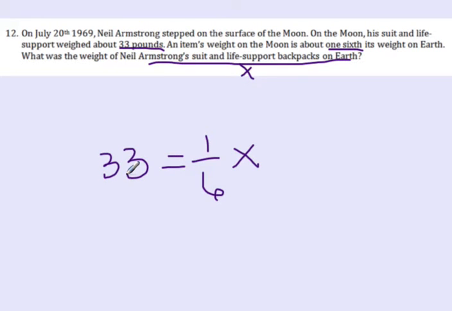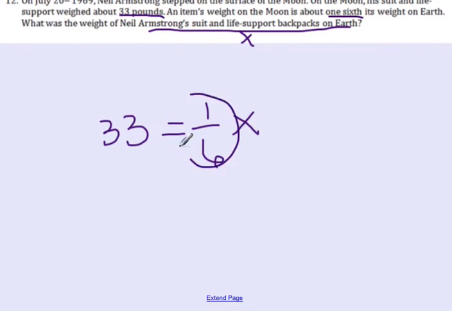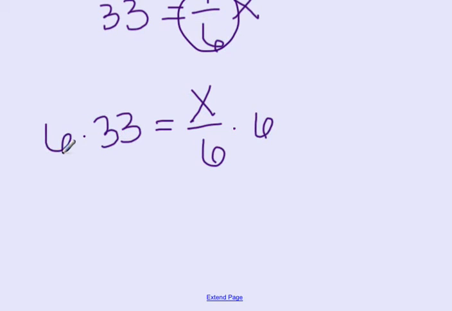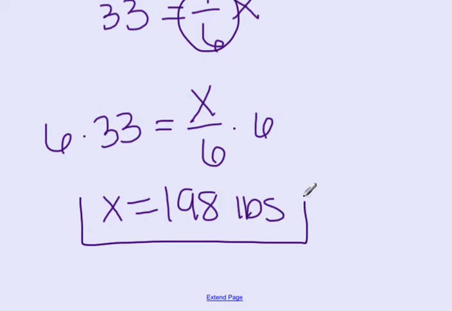Now I know a lot of students don't like dealing with fractions, right? So 1/6 is really the same as X divided by 6 is equal to 33. So now we need to go and solve this equation. In order to do that, I need to do the opposite. Since we're dividing by 6, I need to multiply by 6. So 6 times 33 is going to give me 198. And if we look at the original problem, our weight was measured in pounds. So that right there is our final answer for number 12.